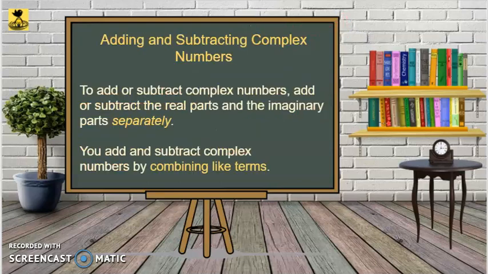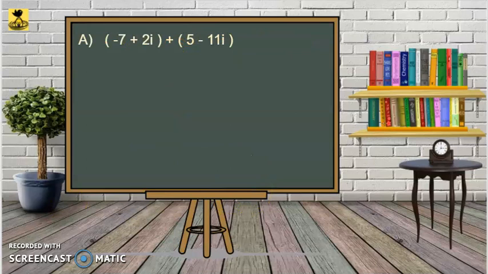So let's have now adding and subtracting complex numbers. To add or subtract complex numbers, add or subtract the real parts and the imaginary parts separately. You add and subtract complex numbers by combining like terms. So let's dive into the first example, A.